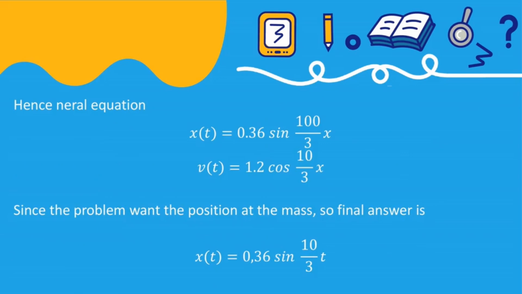Then we get two general equations, which are x(t) equals 0.36 sine 10 over 3 t, and then v(t) equals 1.2 cos 10 over 3 t. Since the problem wants the position of the mass, the final answer is x(t) equals 0.36 sine 10 over 3 t.